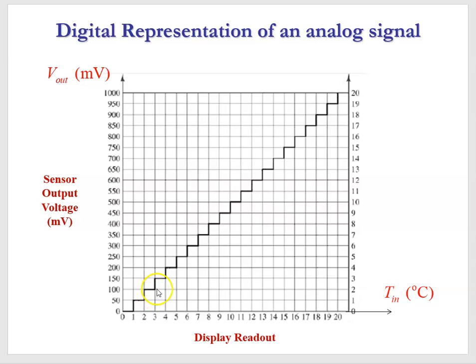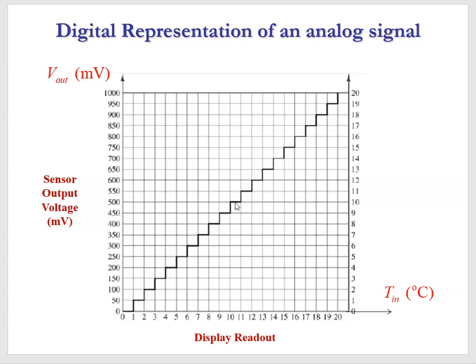However, the digital representation of that looks a little bit different. It looks more like a step function. So again, if the temperature sensor was at 10 degrees centigrade, we'd be up here at 500. Our voltage response would be 500 millivolts, and we would display 10 degrees centigrade on our display.